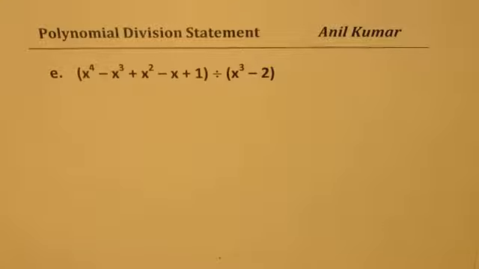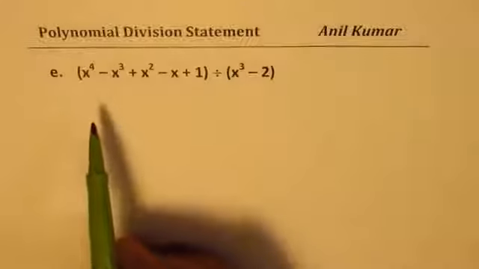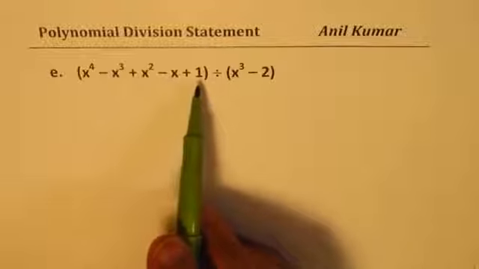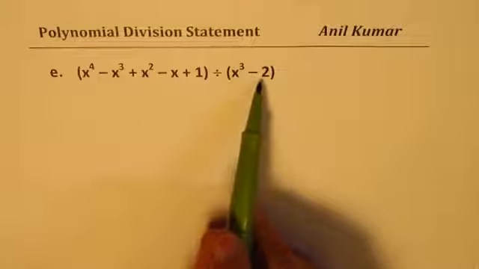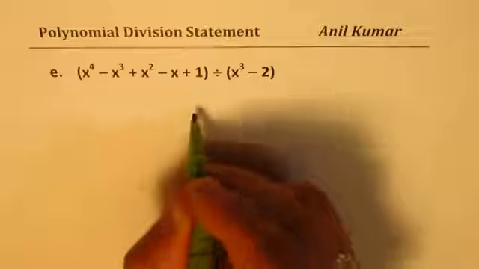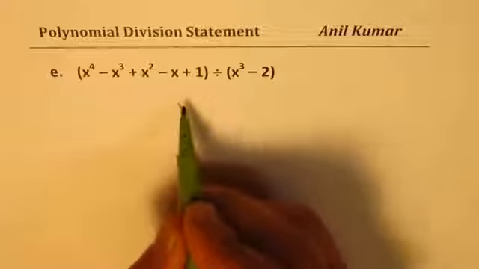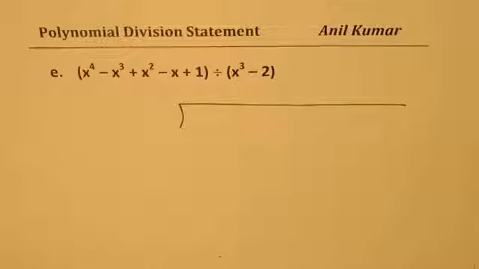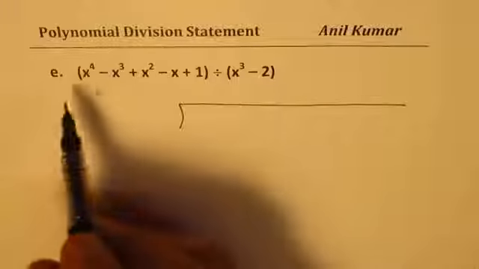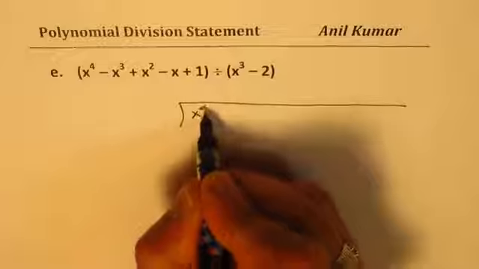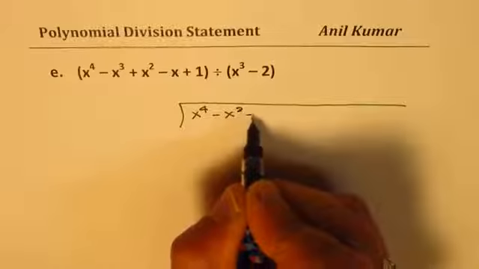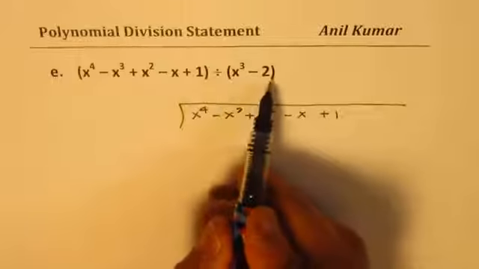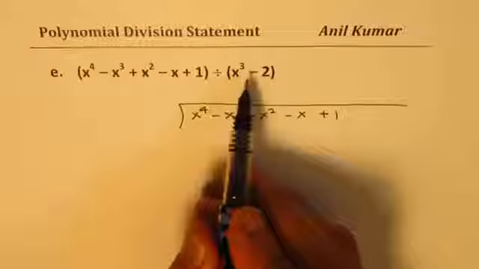Now here is the last question to divide. We need to divide x to the power of 4 minus x cube plus x square minus x plus 1 by x cube minus 2. What do you suggest? How should we go about? Well, as far as the dividend goes, the numerator part, that is clear. It has all the terms in it, x to the power of 4 minus x cube plus x square minus x plus 1. However, the divisor has a couple of terms missing.